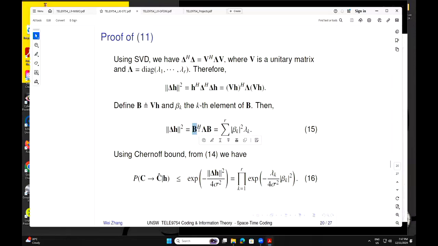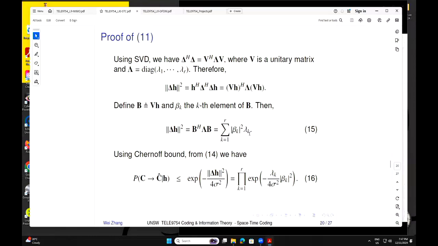Now you see a row vector, the diagonal, and the column vector. So altogether, there will be a summation of beta_k, the kth element of B, squared, times lambda squared. You can see one row, one diagonal, one column, so they multiply each other. That will be the same answer as this one, right? The sum of beta_k squared times lambda_k squared.